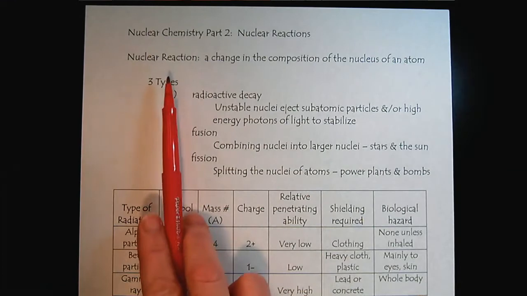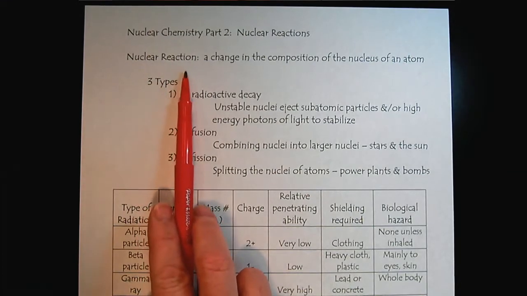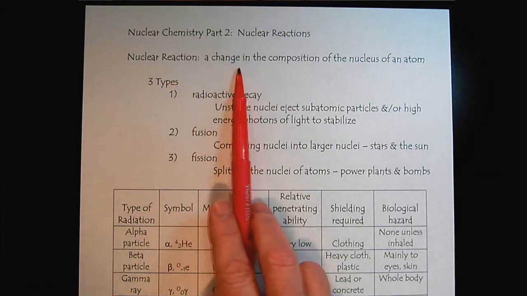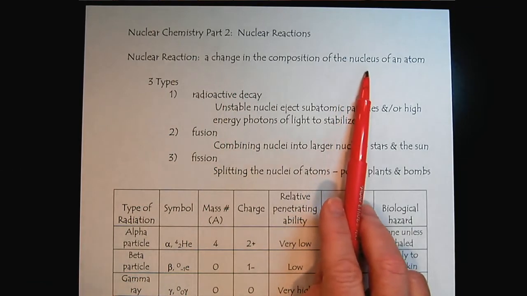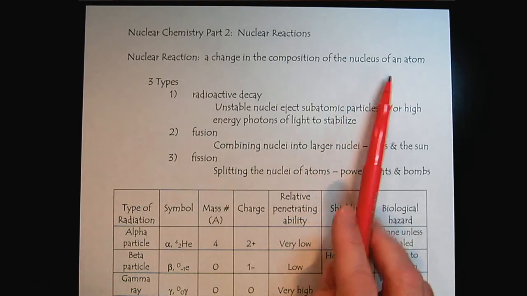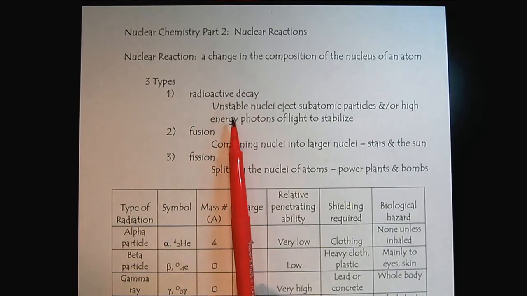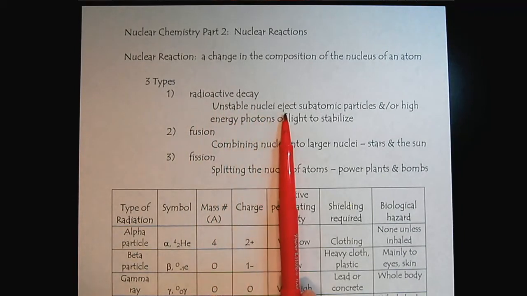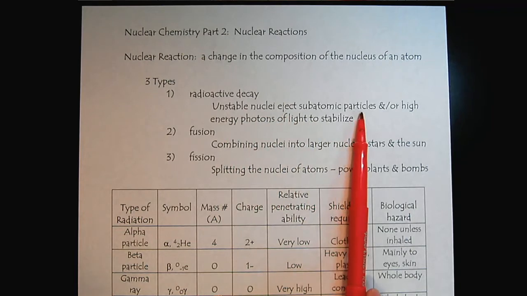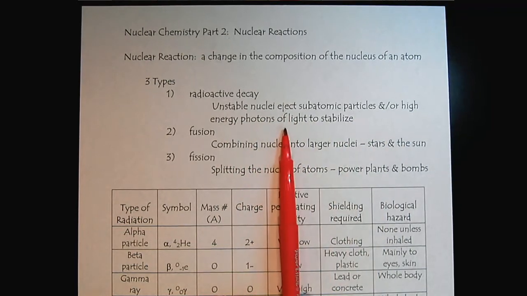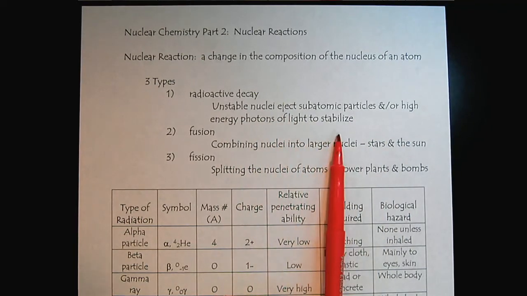Let's get started. We saw in the previous tutorial that a nuclear reaction creates a change in the composition of the nucleus of the atom. Initially we talked about radioactive decay, where the unstable nucleus ejects some subatomic particles or high energy photons of light to become more stable.